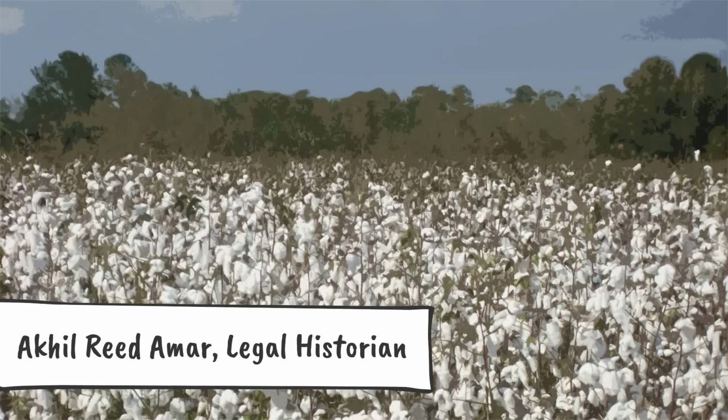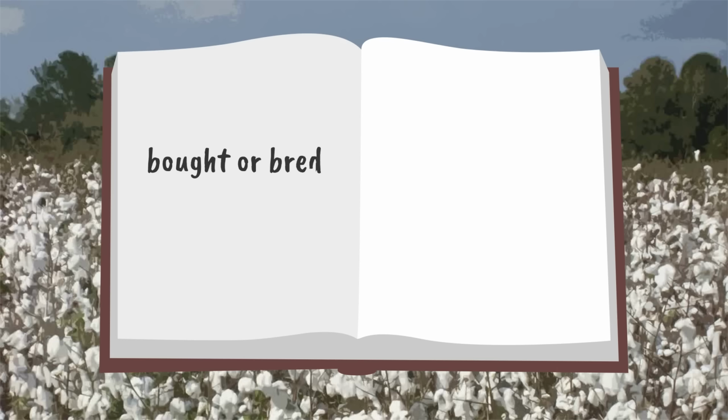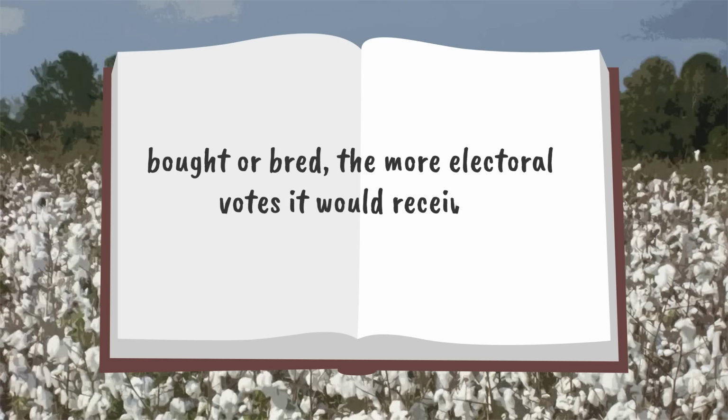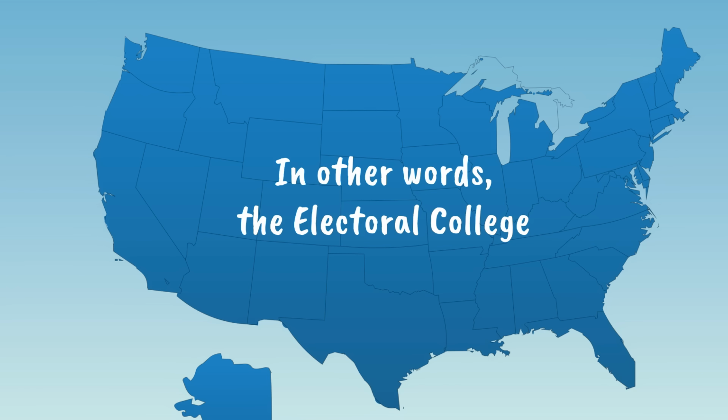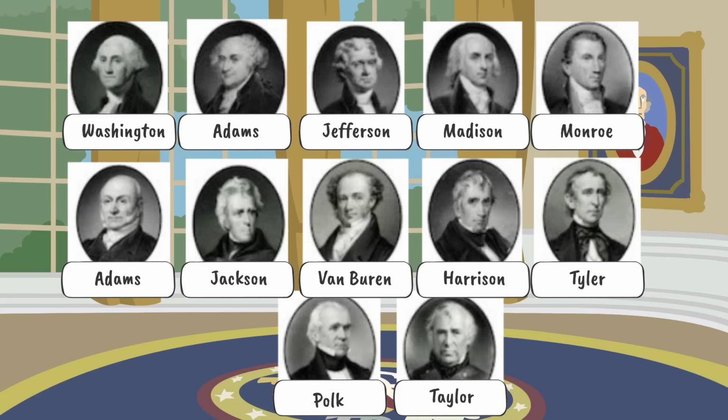According to the legal historian Akhil Reed Amar, perversely, the more slaves Virginia or any other slave state bought or bred, the more electoral votes it would receive. In other words, the Electoral College incentivized the institution of slavery. It's no surprise then that the first 12 U.S. presidents were slave owners.